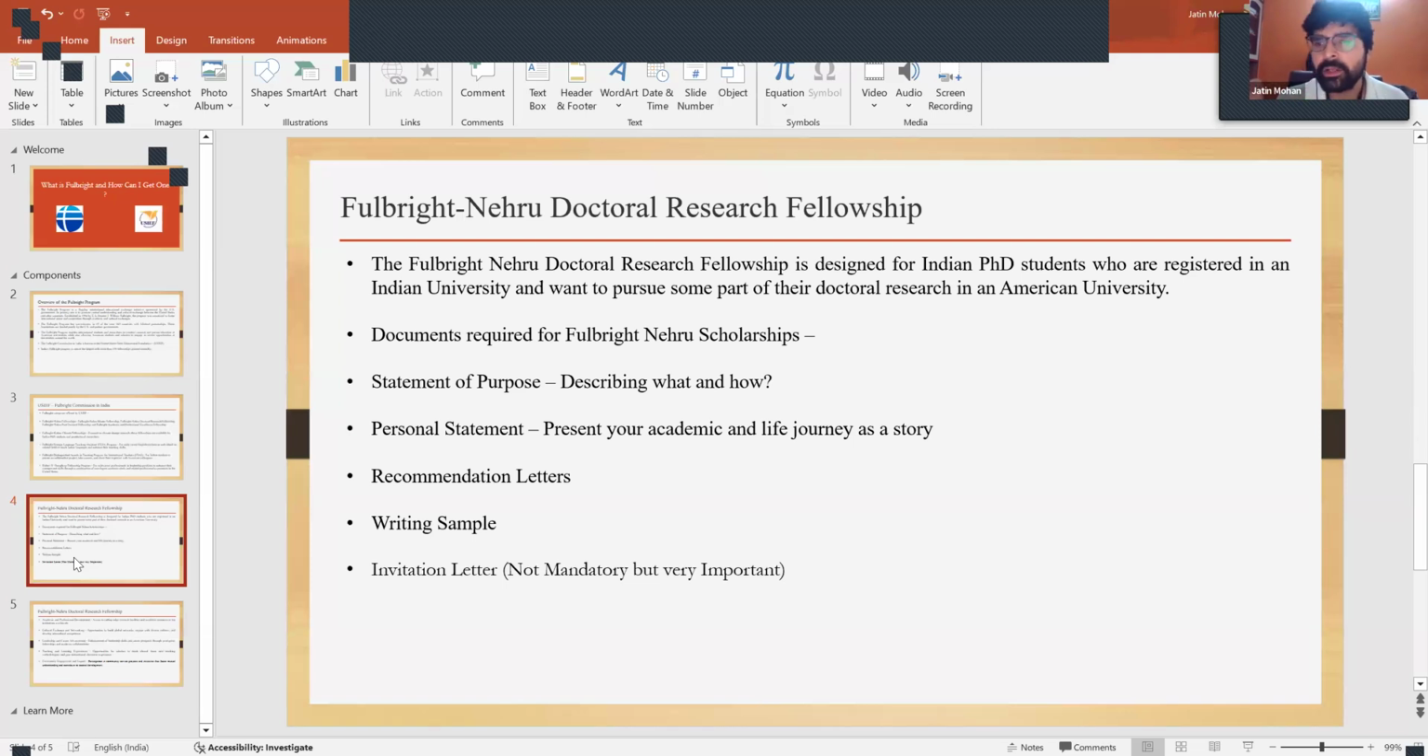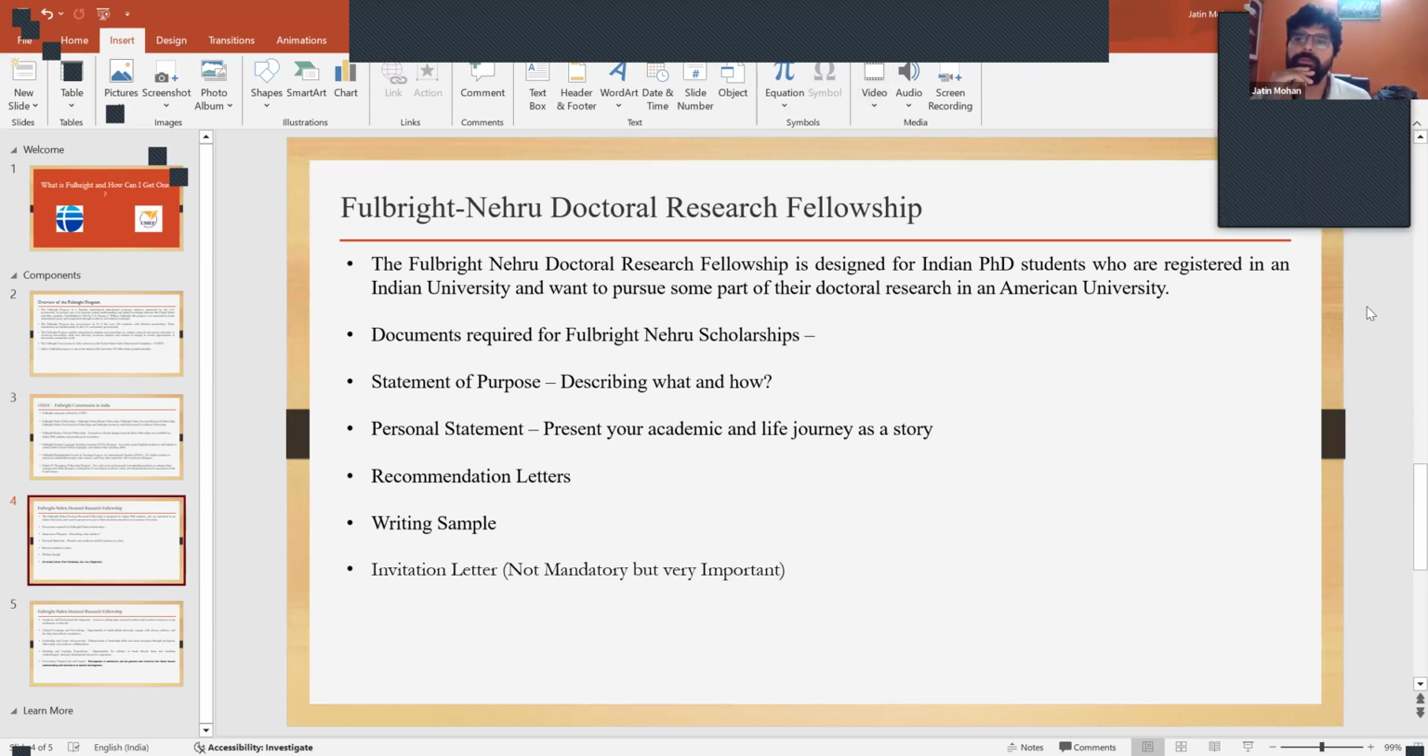So now I'll go about the category. I'll describe the category which I was awarded, which is the Fulbright Nehru Doctoral Research Fellowship. So this one is quite interesting, and it's slightly tricky. It's applicable to a small number of students, particularly those who are registered in an Indian university for pursuing a PhD. So the Fulbright Nehru Doctoral Research Fellowship is for Indian students who are registered in an Indian university to pursue a PhD, and they believe that some part of their PhD would be better done in an American university.